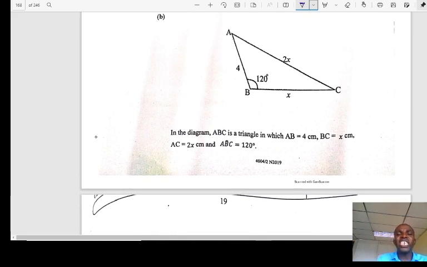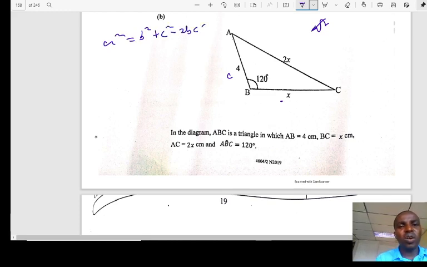Right, this one is a non-right angle triangle. To solve a non-right angle triangle, we use either the sine rule or the cosine rule. In this case, since you want to make an equation, we can use the cosine rule, since the sides which make up the angle are there. By cosine rule, a squared is equal to b squared plus c squared minus 2bc cos A. So b and c are 4 and x.